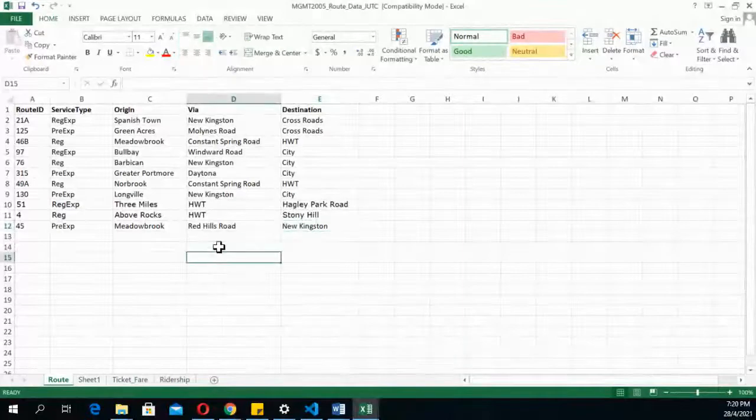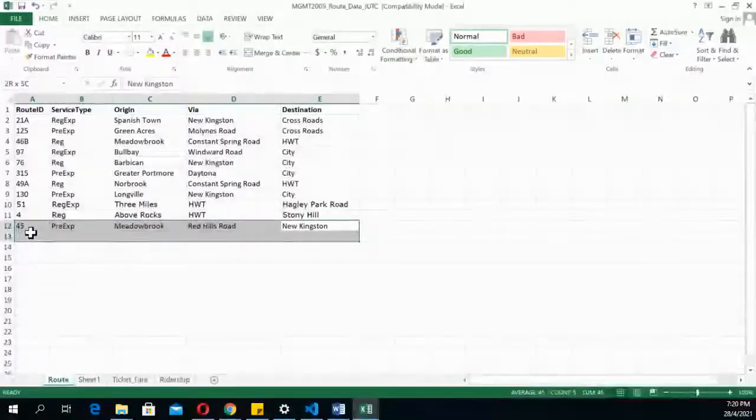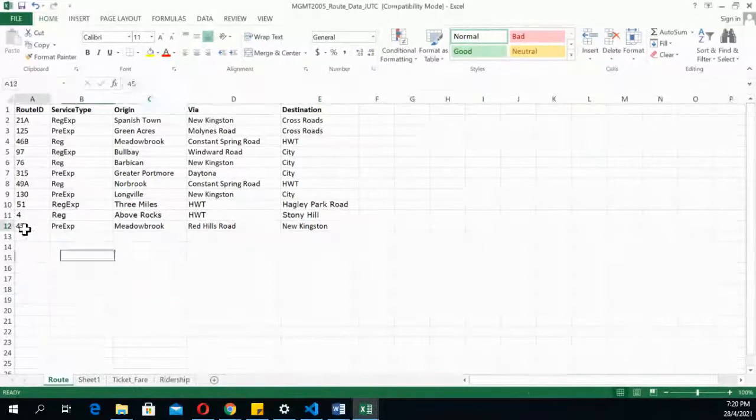I don't know if anyone took that bus before. Back in the day, I used to have to take that, you know. So I put it there.